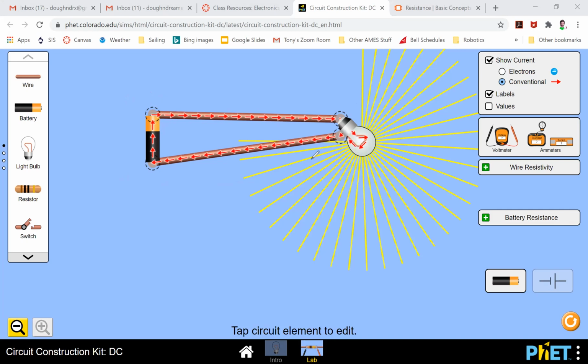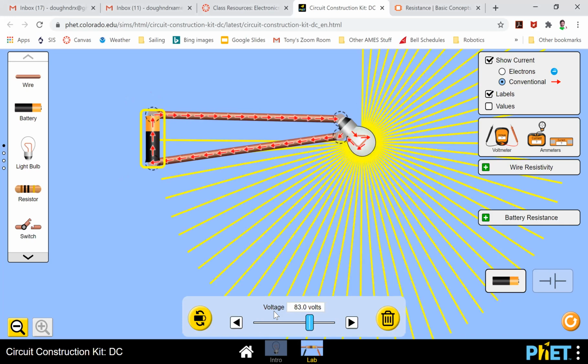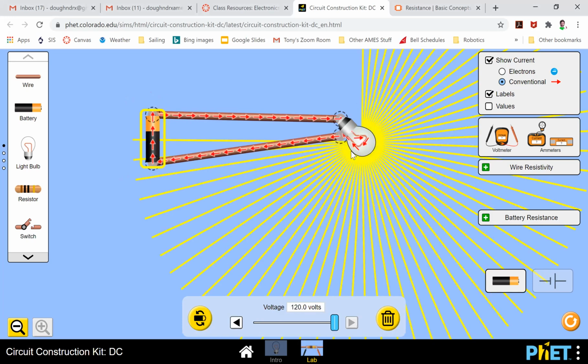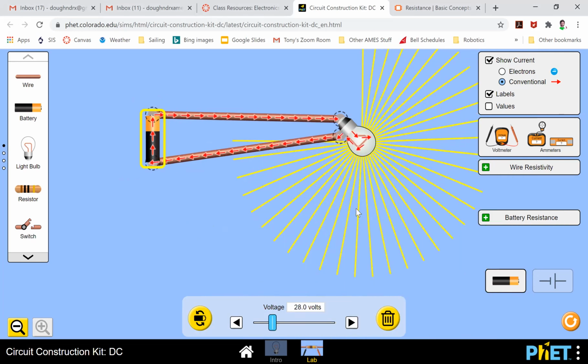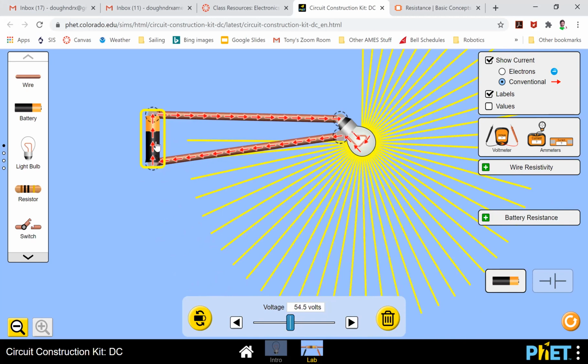All right. So remember how I said that if I click on the battery, I can change the voltage to whatever I want. Wow, look what happens when I turn the voltage up. That light gets really bright. Turn it down, not so much, and then all the way to 0. All right, so I can adjust the voltage of the battery.